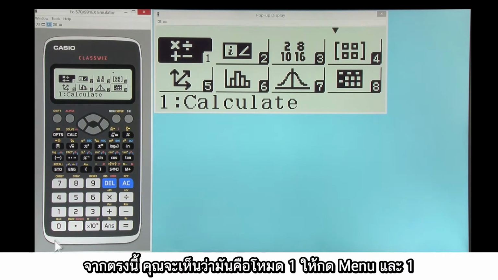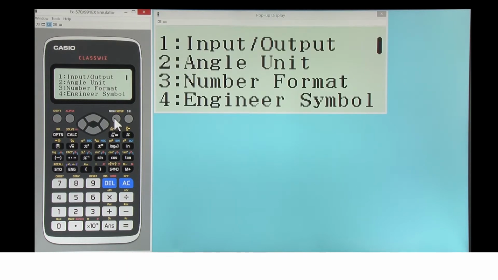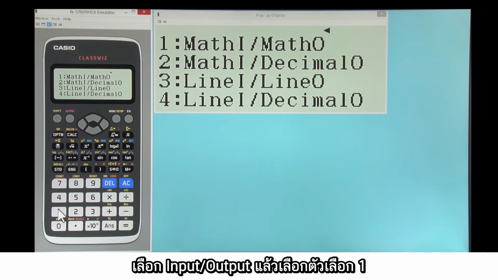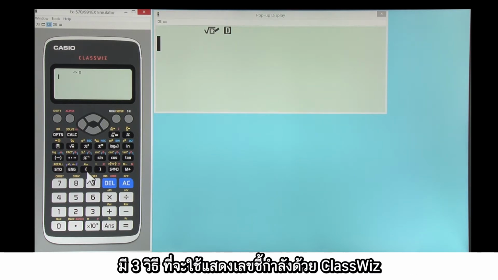You can see here that's with number 1, menu and number 1. And we'll need to use math mode. So tap shift and setup and select input and output and choose number 1 for math mode, mathematic input and output. There are 3 ways to represent indices on the ClassWiz.